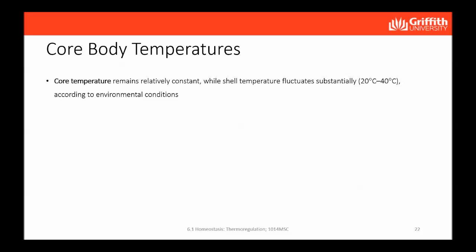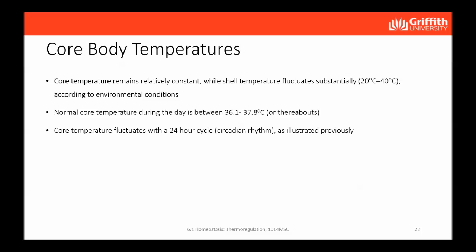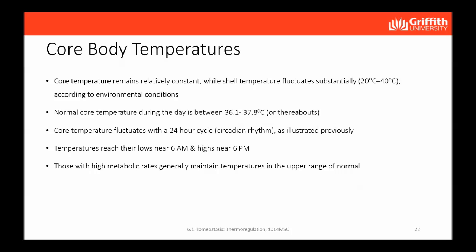The core temperature always remains relatively constant, while the shell temperature fluctuates substantially, anywhere from 20 to 40 degrees centigrade, according to the environmental conditions. The normal core temperature during the day is between 36 to 37.8 degrees. As mentioned previously, the core body temperature also fluctuates with the 24-hour cycle, or the circadian rhythm, in which the temperatures usually reach their lowest point at around 6 am and their highest at around 6 pm. Individuals with a high metabolic rate, or those who are very active, maintain temperatures in the upper range of normal.